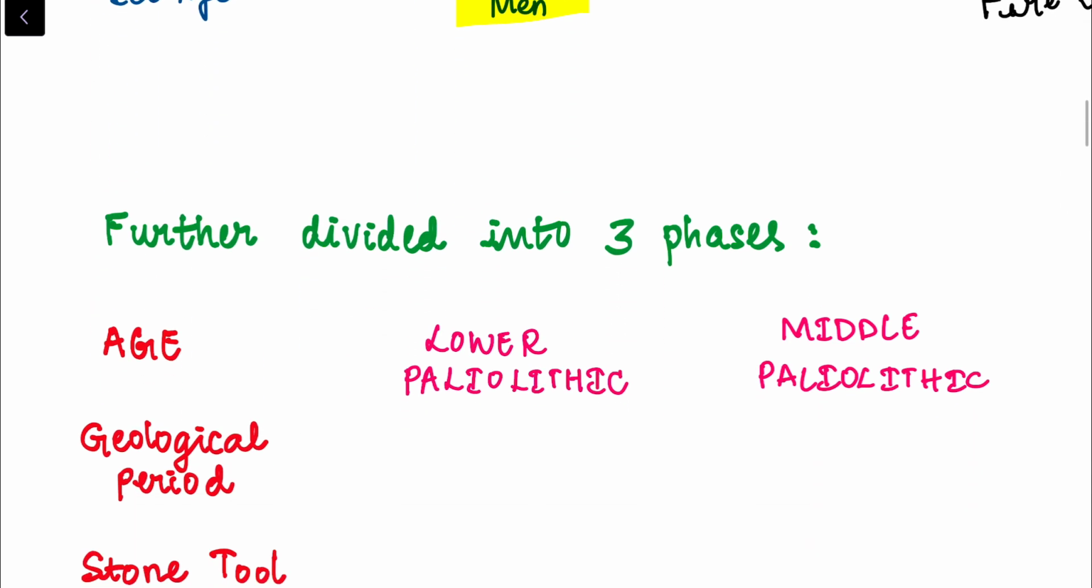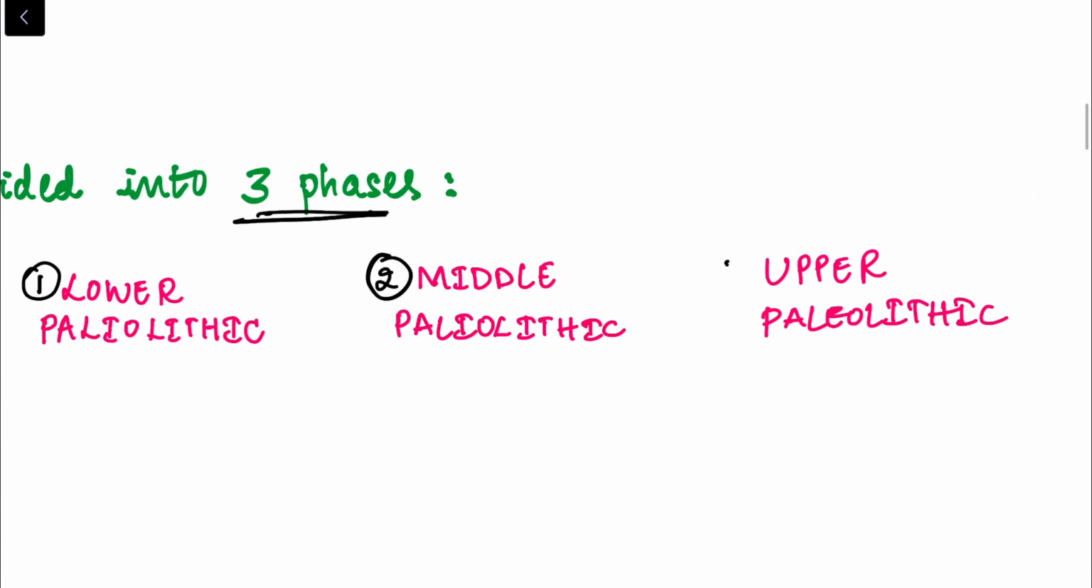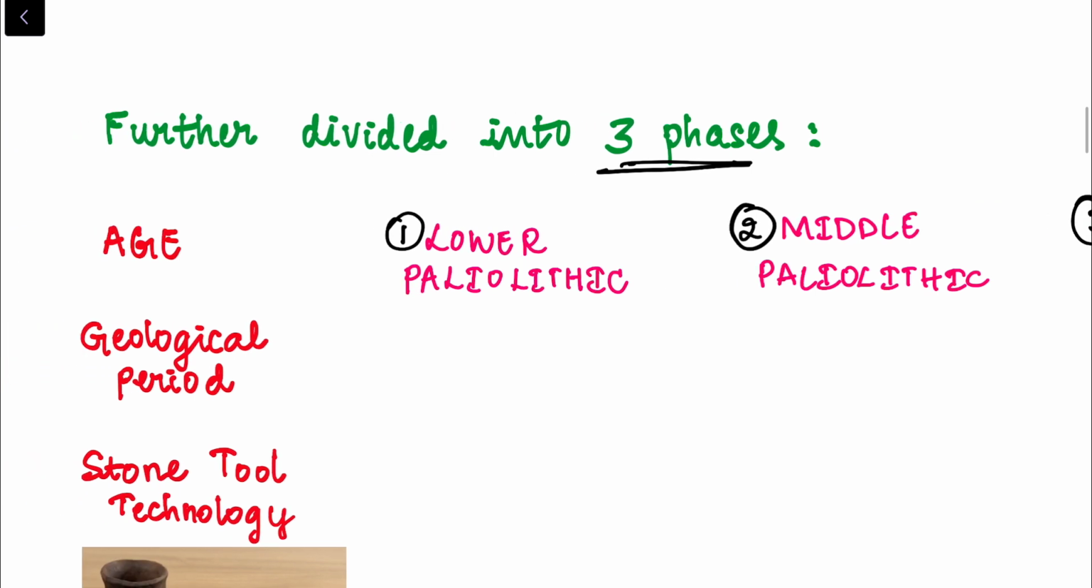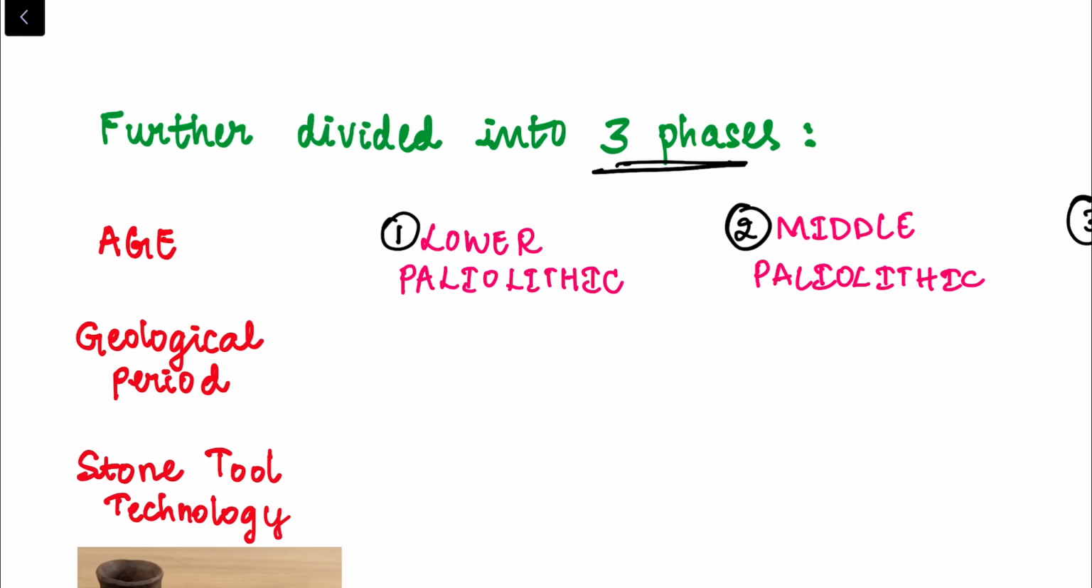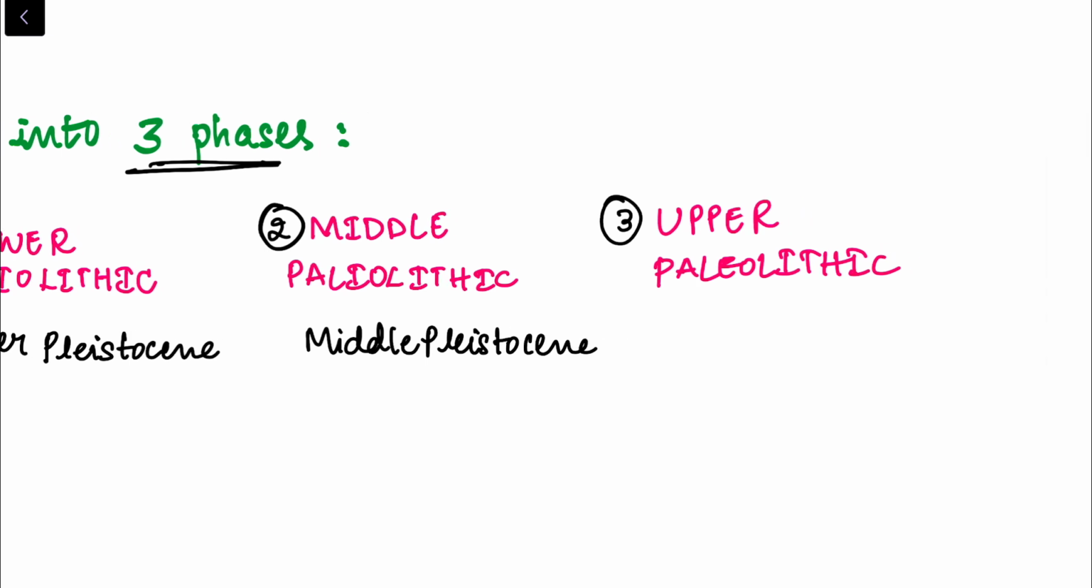Next, we see the further classification of the Paleolithic Age. It is further divided into three phases: Lower Paleolithic Age, Middle Paleolithic Age and Upper Paleolithic Age. The geological period of the Lower Paleolithic Age is called Lower Pleistocene, the Middle Paleolithic Age geological period is called Middle Pleistocene, and the Upper Paleolithic Age geological period is called Upper Pleistocene.